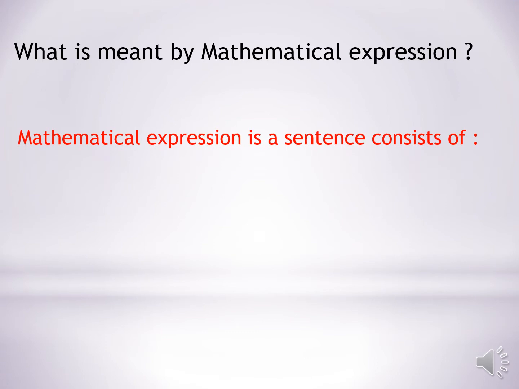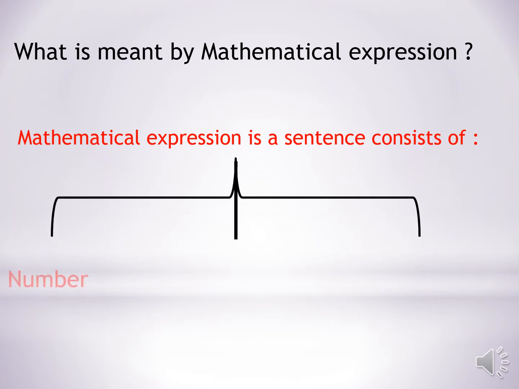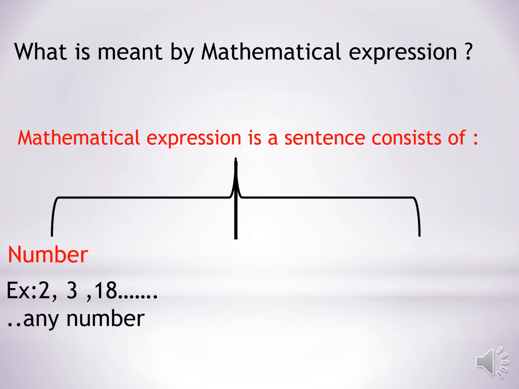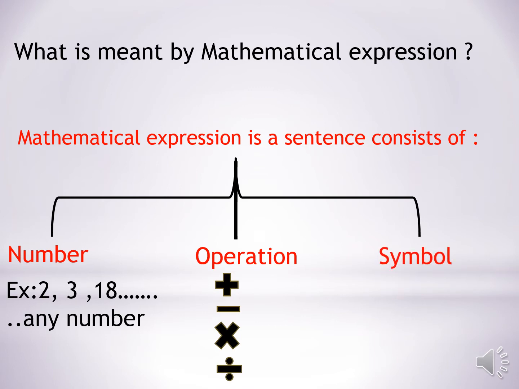A mathematical expression is a sentence that consists of numbers, like 2, 3, 4, 5, 18, any number, operations, like plus (addition), minus (subtraction), times (multiplication), divide (division), and a symbol. A symbol is an unknown number or a variable. We give it the symbol of any letter: X, Y, Z, any letter.